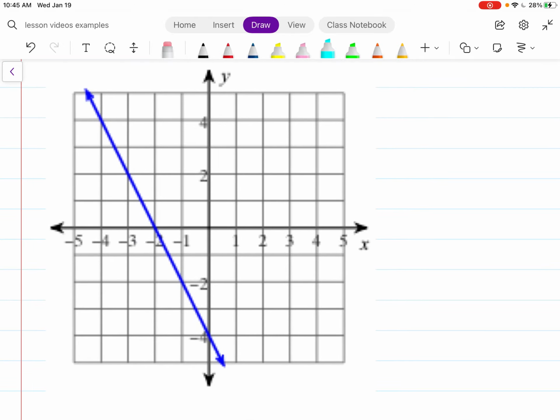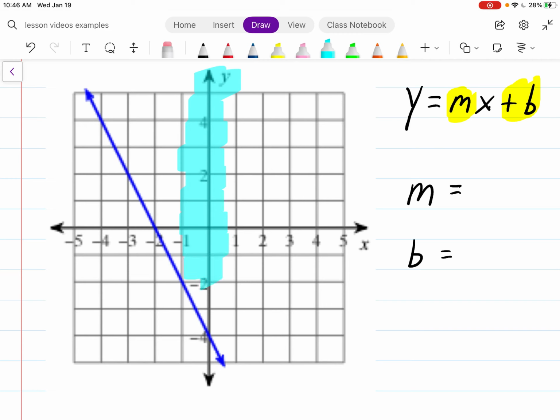So we know we want everything to go into y equals mx plus b form, where the slope and the y-intercept will be replaced. So we want to be able to find the slope of this line and the y-intercept of this line. So the easiest thing to identify first is where the line crosses the y-axis. And if you remember where the y-axis is, it's the line that is straight up and down here.